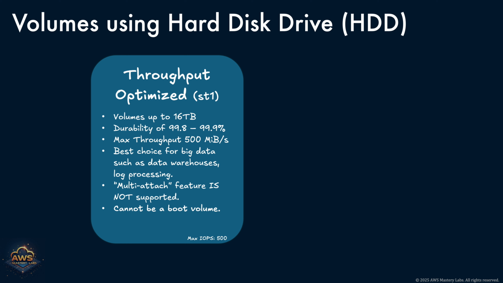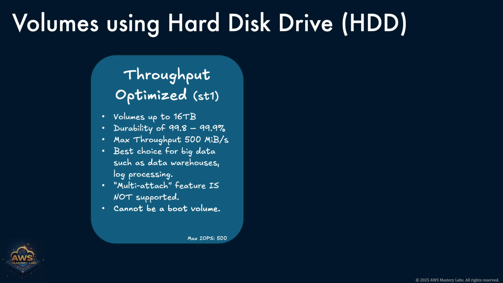Unlike SSD-based volumes, which are optimized for IOPS, ST1 is optimized for throughput, measured in MB per second rather than IOPS. It provides baseline throughput with bursting capabilities, allowing volumes to temporarily deliver higher throughput when needed. ST1 volume type offers a budget-friendly option for large-scale storage needs, making it ideal for applications such as big data, log processing, and data warehousing.